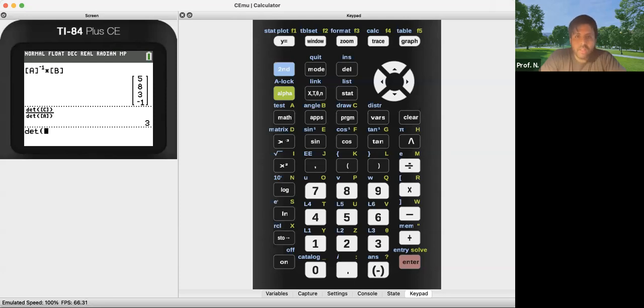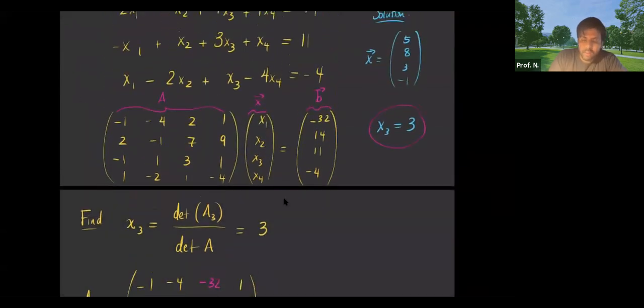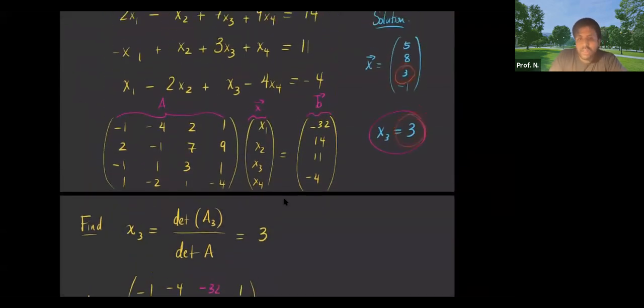How I calculated the specific value for x3 by calculating the determinant of the matrix A3, which was the same matrix as A, except that the third column is replaced with B. And I divided it by the determinant of the original coefficient matrix. And when I did so, I got exactly what I was expected to get, which was x3 is 3. And then you can find the rest of them just the same way. x4 would be the determinant of A4 divided by the determinant of A, replacing the fourth column with B, and so on and so forth, x2 and x1.